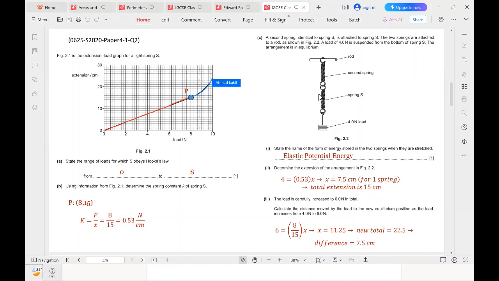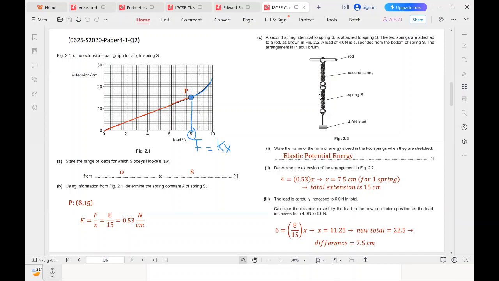Hooke's law states that there is a linear relationship between the force and the extension, F equals Kx. So the linear part is the part that obeys Hooke's law. And we can say that it obeys from 0 to 8 newtons, up to this number here. This is where Hooke's law is obeyed.